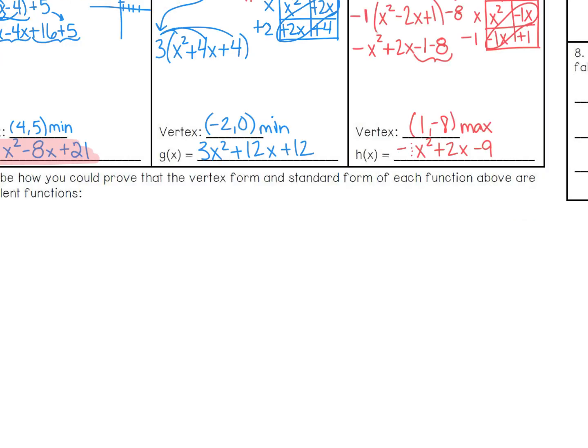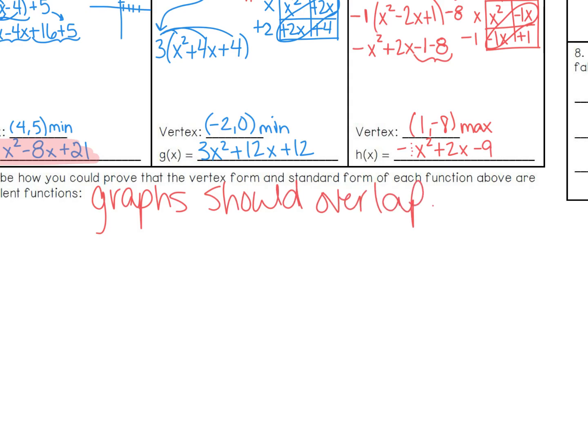Yay. How could you prove that vertex form and standard form of each function are equivalent? What did we say you could do to check it? Yeah, you should graph it. Graph, and the graph should what? The graph should overlap, absolutely. We've been doing that for a couple units.